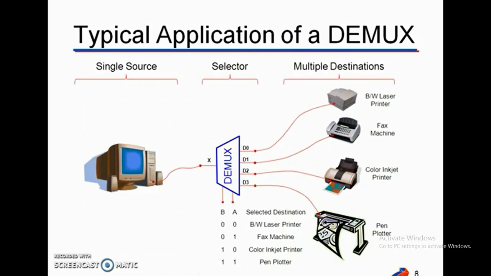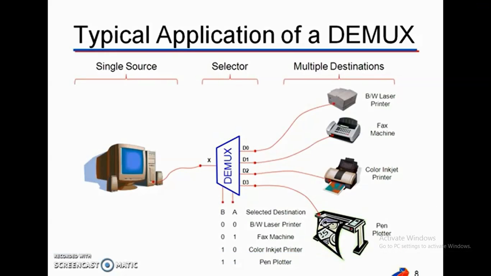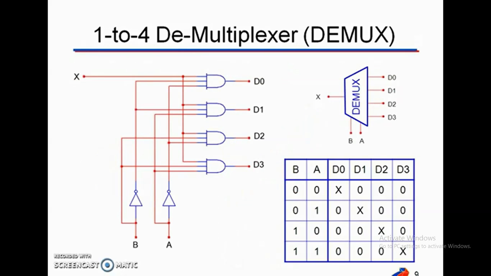Now we will consider a typical application of the demultiplexer. A single source, that is from the PC. Select lines: for a 1 to 4 demux, I select 2 select lines and there are 4 output channels. 1 input and 2 to the power of n outputs for n select lines. For example, 2 select lines give 4 channels. Now 0 0 means the printer gets selected, and whatever data is from the PC is printed. 0 1 is the fax machine. 1 0 is the inkjet printer.